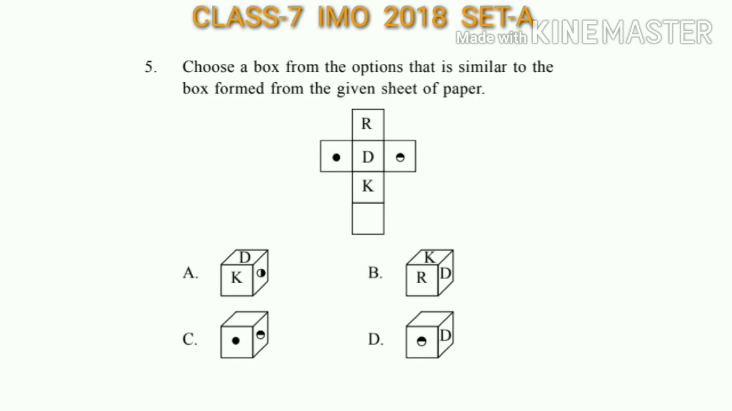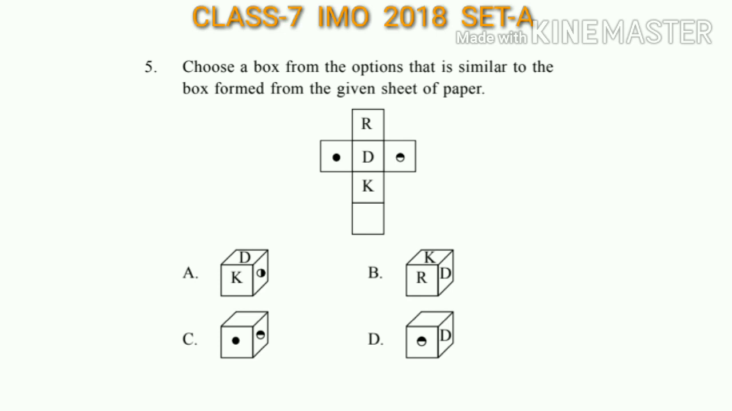Now question number 5. Choose a box from the options that is similar to the box formed from the given sheet of paper. Look at the sheet of paper. The answer will be option A.